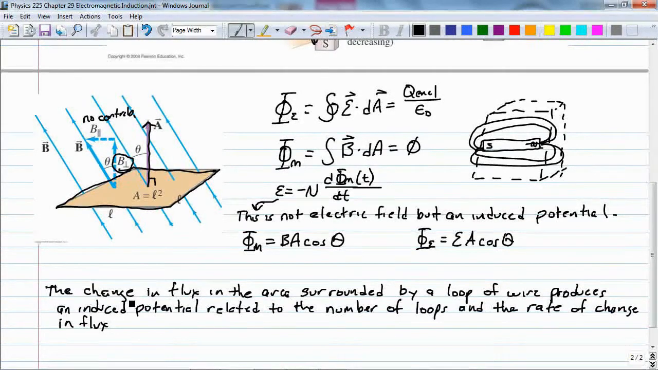So this is a very important property that we have with magnetic fields, because now we're connecting a magnetic field to an electrical current that's induced. Now this negative sign in front of the N is going to be our next topic, Lenz's law.